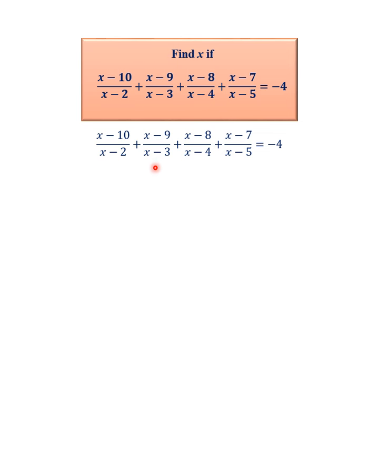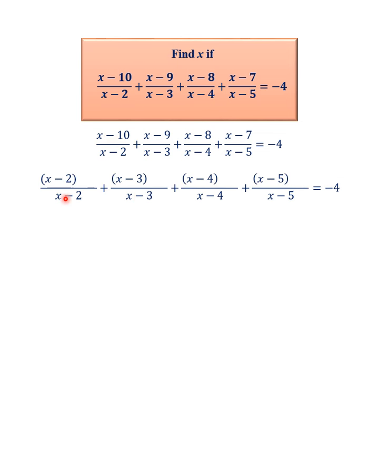The first thing we want to do is to look at the denominator and then replicate the denominator at the numerator so that they can cancel out. This is what I mean. We have x minus 2 at the denominator, put it at the numerator. x minus 3 at the denominator, put it at the numerator. Do the same thing here and here.